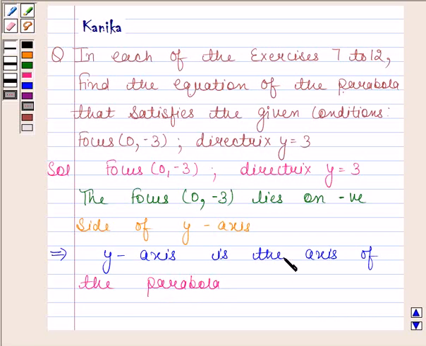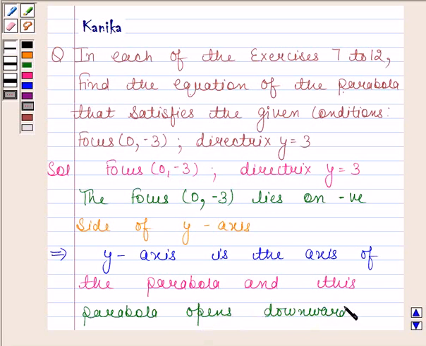And this parabola opens downwards, like in this figure.